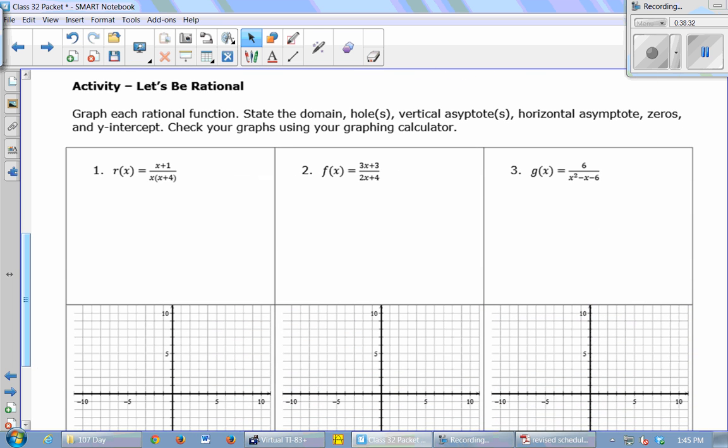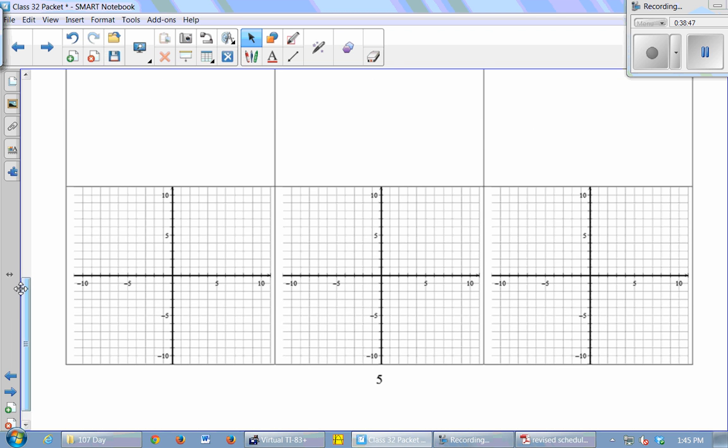All right, so now I have an activity for you to work on. I have a bunch of rational functions. I want you to just go through the 7-step process and graph each of these. When I printed yours, I accidentally bumped the axes down to the next page, so you'll have to flip the page to do the graphing.